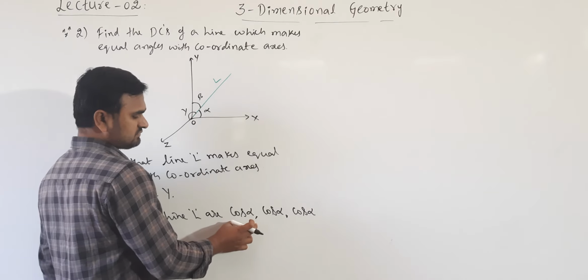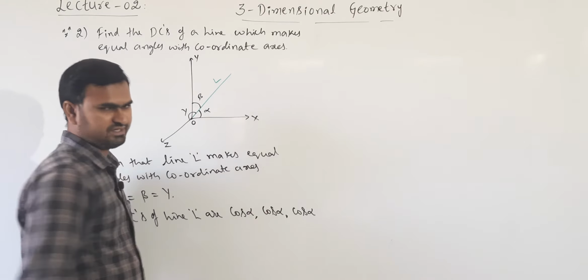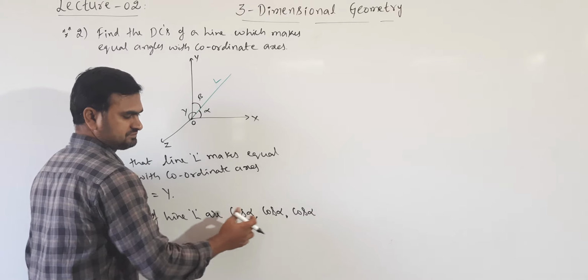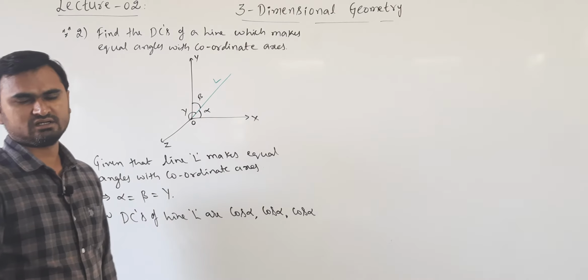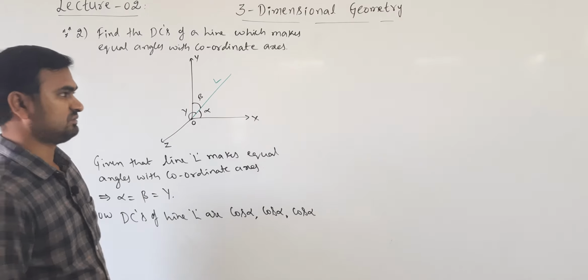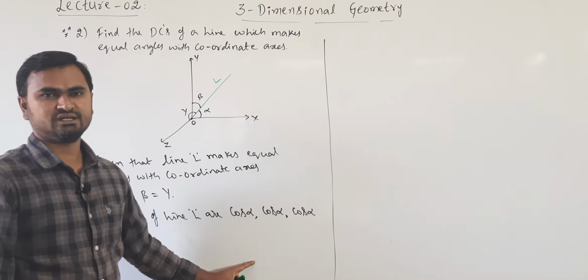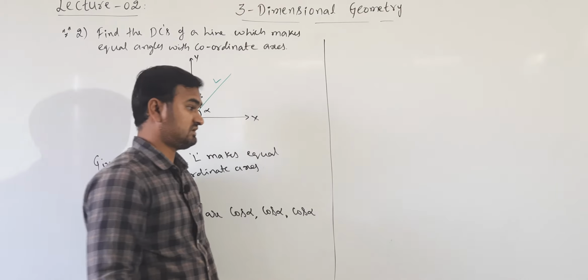Now I want to find this value: what is the cos alpha value, cos beta value and cos gamma value? How do we find it? We know that all three are equal, but we have to find that value. For that, we use the relation between DCs. We know the relation between DCs.